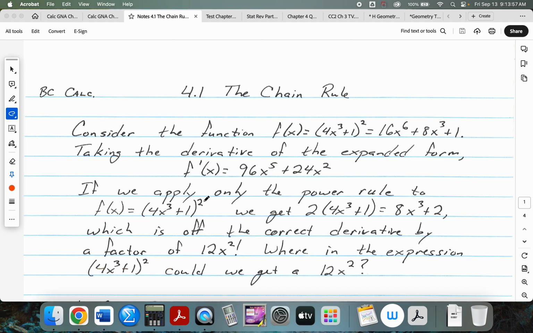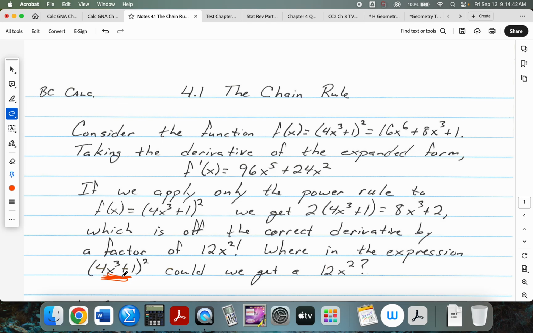Now, if we were just to apply the power rule to this non-expanded form, we would move the 2 to be the coefficient, and we would have 2 times (4x cubed plus 1), which is 8x cubed plus 2. And you're like, well, that doesn't look at all like this, does it? However, if we multiplied both of these terms by 12x squared, we would get 96x to the 5th plus 24x squared. You're like, well, where in the world from this could we get 12x squared?